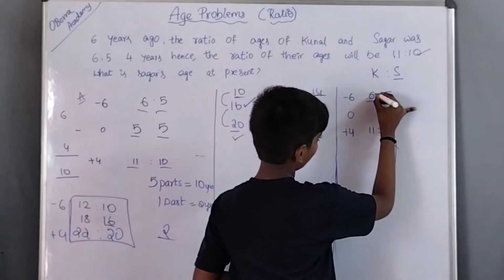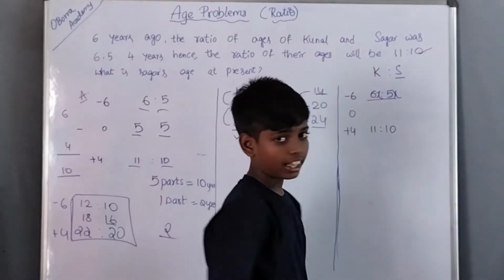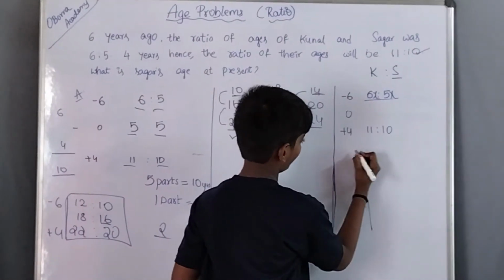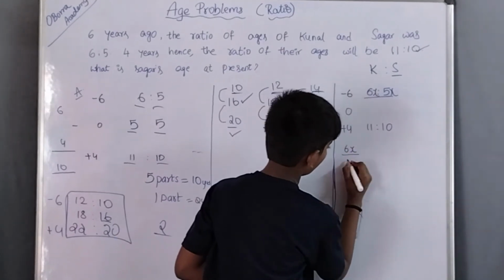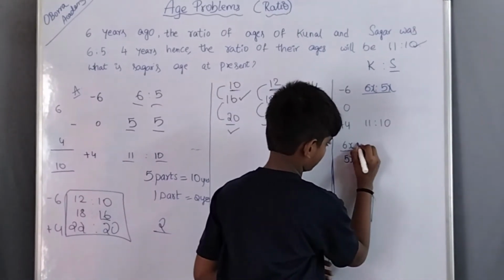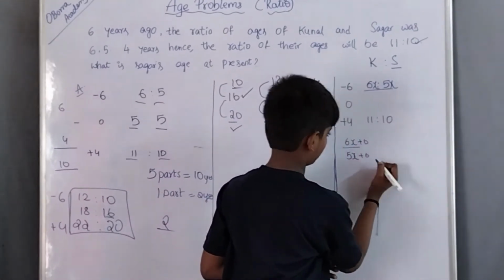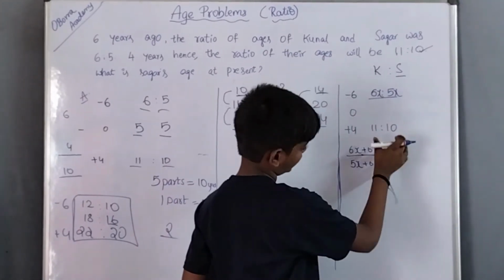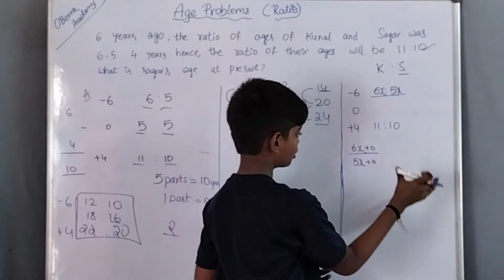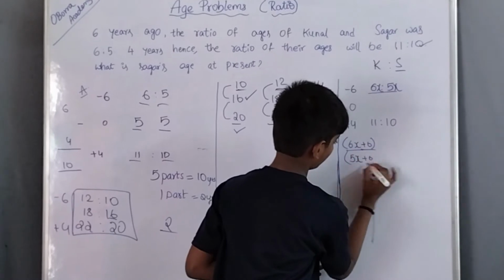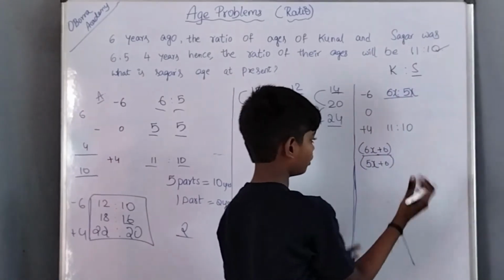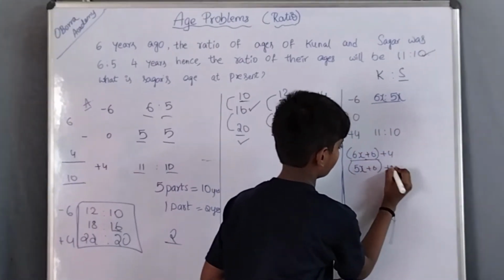To solve it, first let's take the variable x, and we'll have to find the value of x here. So 6 years ago the ages were 6x and 5x. To get to the present age, we need to add 6. Plus 6 and plus 6. Here they had given the ratio of after 4 years. They did not give it for the present age. So we'll have to add another 4, because they only gave the after 4 years ratio. If they had given the present age, we could do it. So here plus 4 and here plus 4.